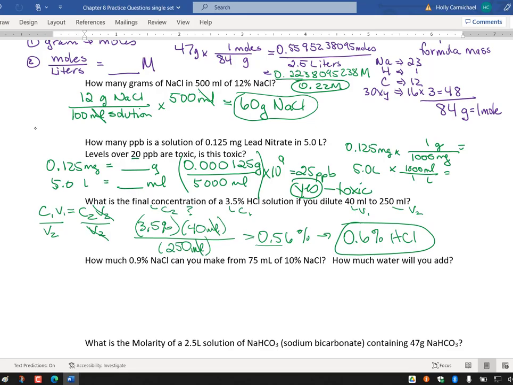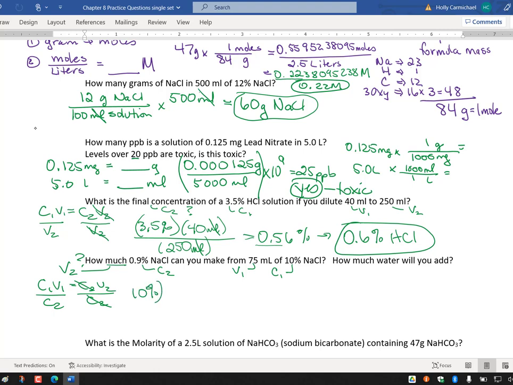So in this one, how much is going to be V2? How much can I make? Here is C2, 0.9%, 75 mils is V1, 10% sodium chloride, that is C1. How much, so much is volume, 0.9%, there's my concentration final. 10%, my concentration initial. Remember, concentration initial is always higher. So now, C1V1 equals C2V2.